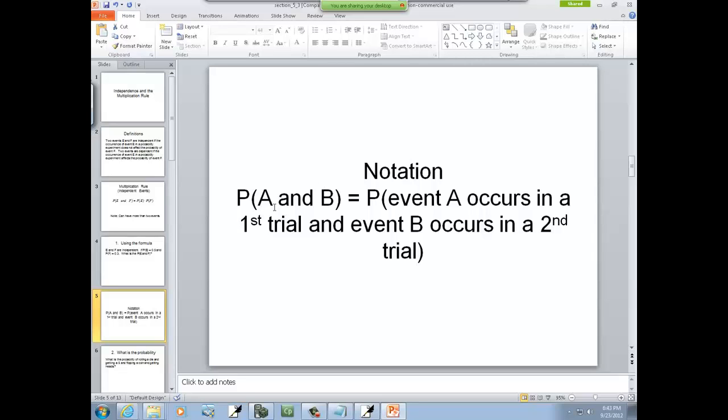Now, what this notation indicates, we've talked about a little bit. And again, here's A and B, but you can have any letters there. Probability of A and B equals probability event A occurs in the first trial and event B occurs in the second trial.